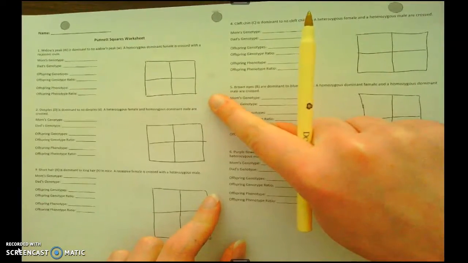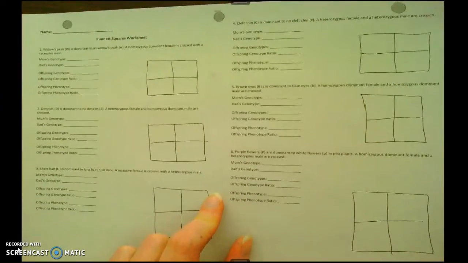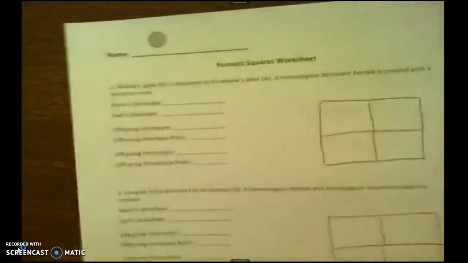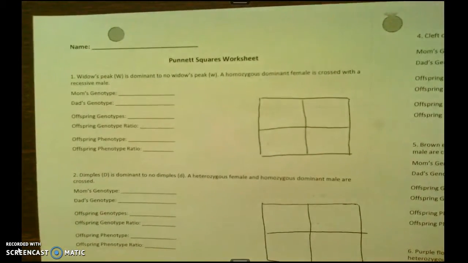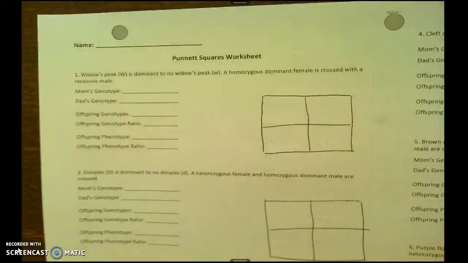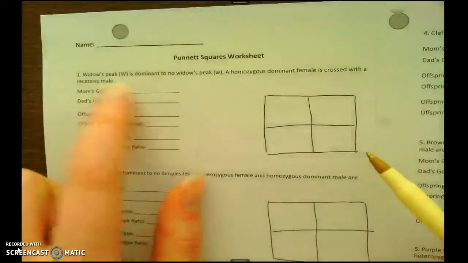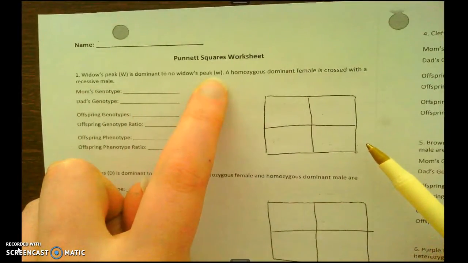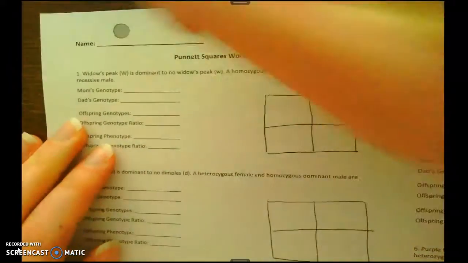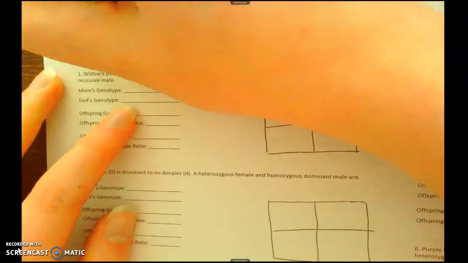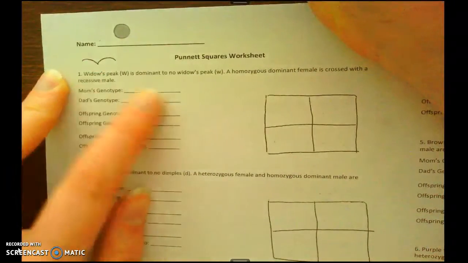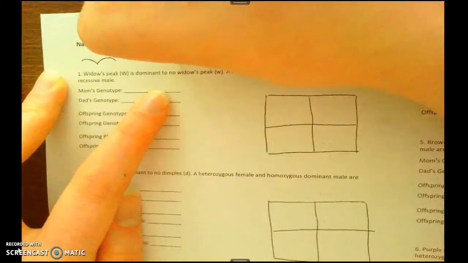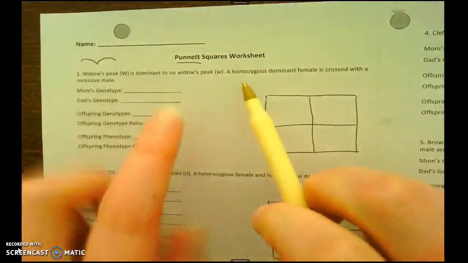So we're going to start on number 1 in this worksheet. If you don't already have the Punnett Squares worksheet, you need to get that right now. But we're going to look at number 1 together. Let me zoom this in so you can see it real well. All right, and this again, I said it's a story problem. So we have a widow's peak is dominant to no widow's peak. And remember, we said that a widow's peak is when you have hair that kind of peaks like this. All right, and no widow's peak would mean that you have a straight hairline, okay?